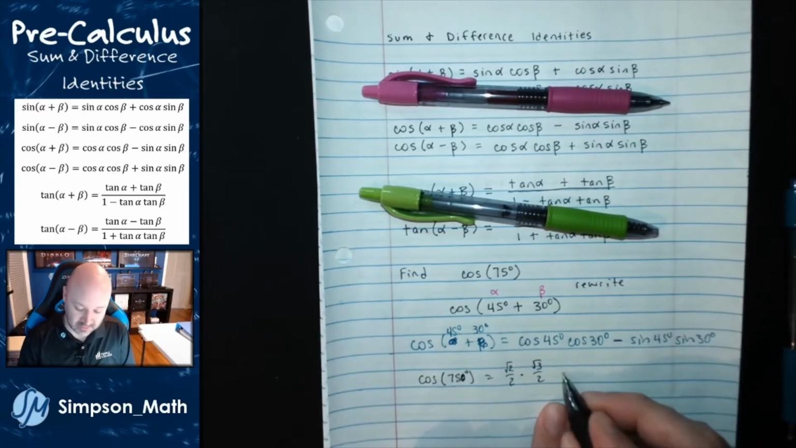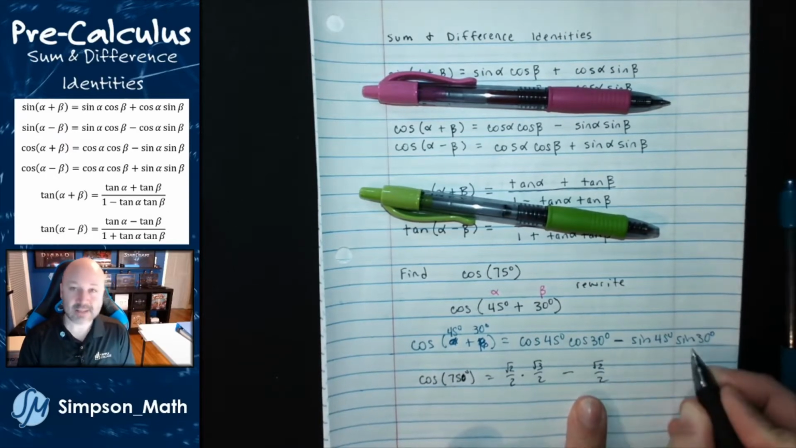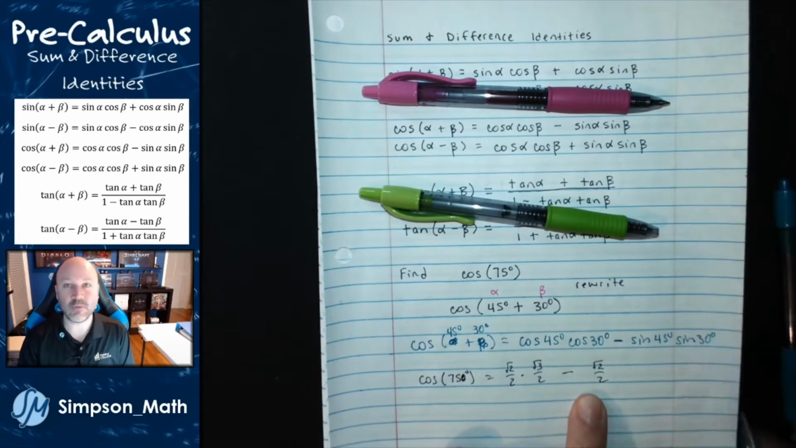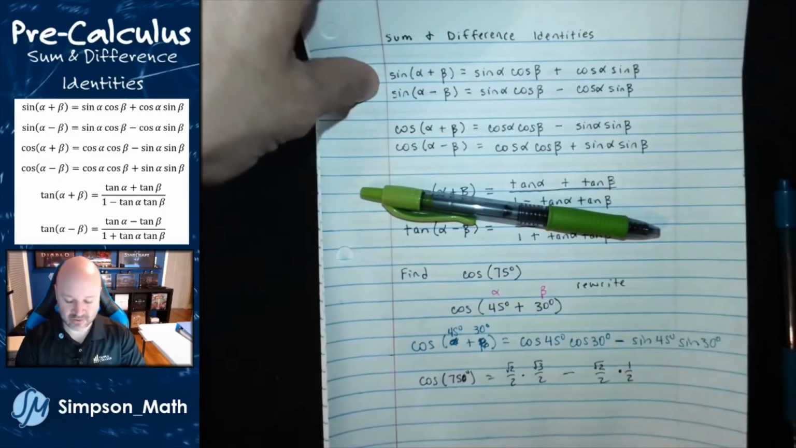From that I am subtracting. Sine of 45 is root 2 over 2, and sine of pi over 6 is the lovely 1/2. Now we're just multiplying fractions. We just go straight across.